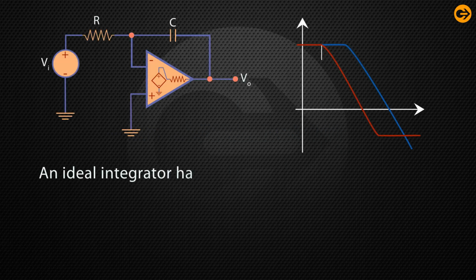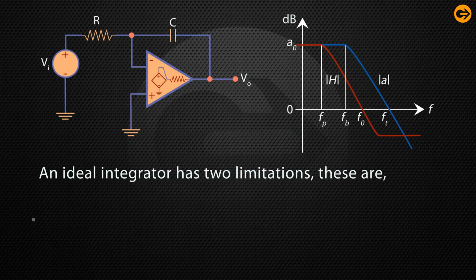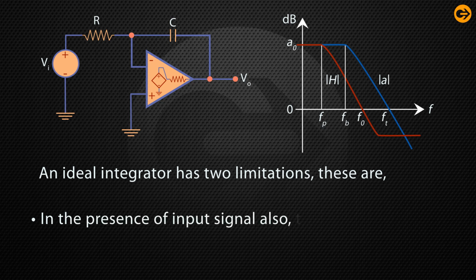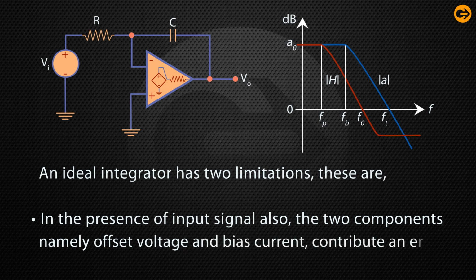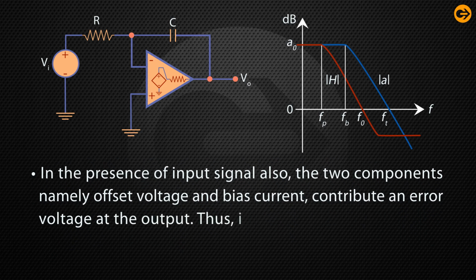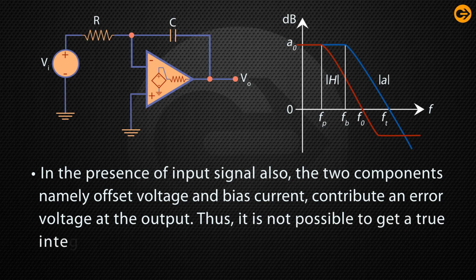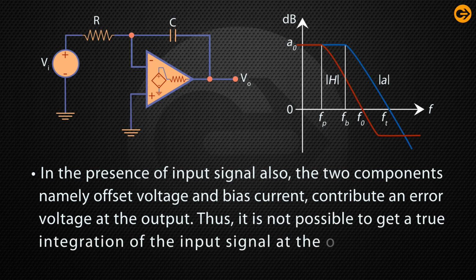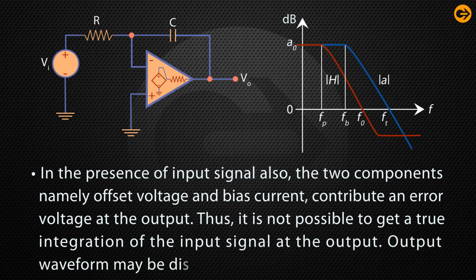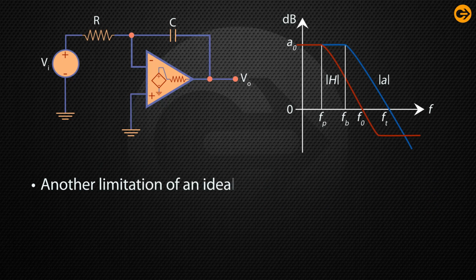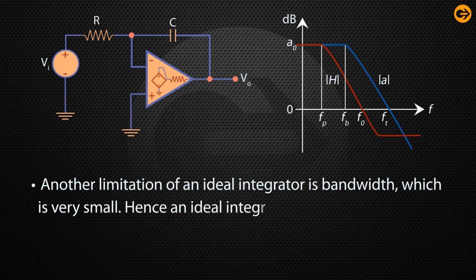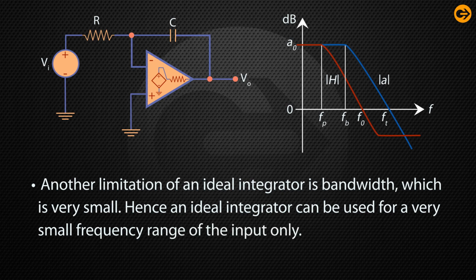Now the practical integrator. An ideal integrator has two limitations. In the presence of input signal, the two components, namely offset voltage and bias current, contribute an error voltage at the output. Thus, it is not possible to get a true integration of the input signal at the output. The output waveform may be distorted due to such an error voltage. Another limitation of an ideal integrator is bandwidth, which is very small. Hence, an ideal integrator can be used for a very small frequency range of the input only.